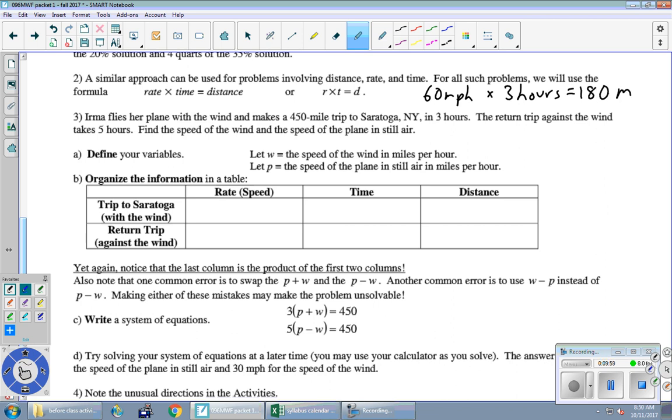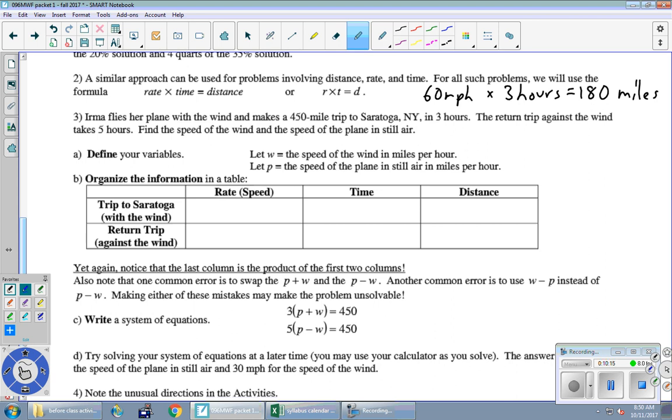180 what? Is it miles per hour? Right, just miles. 180 miles. You multiply those two things, tells me how far I went. So that's the formula. Rate times time equals distance.